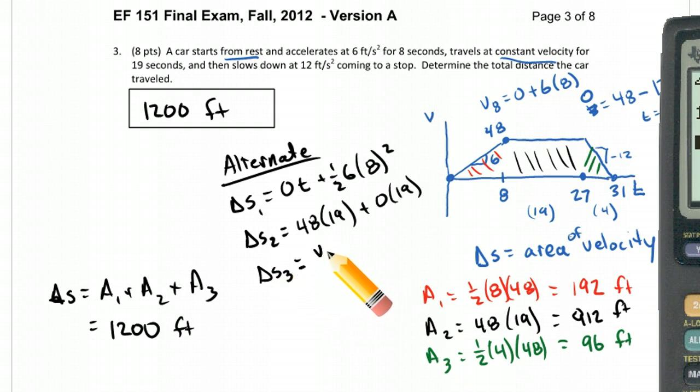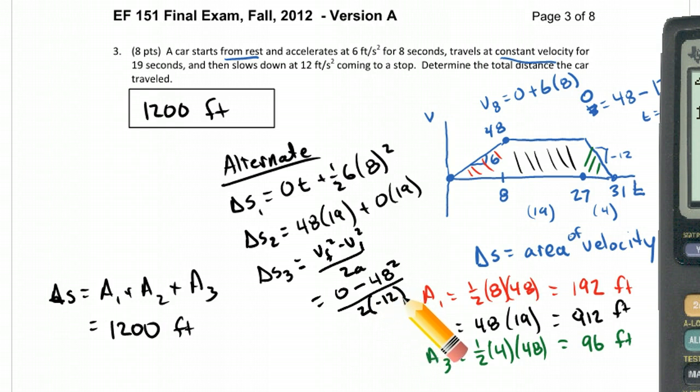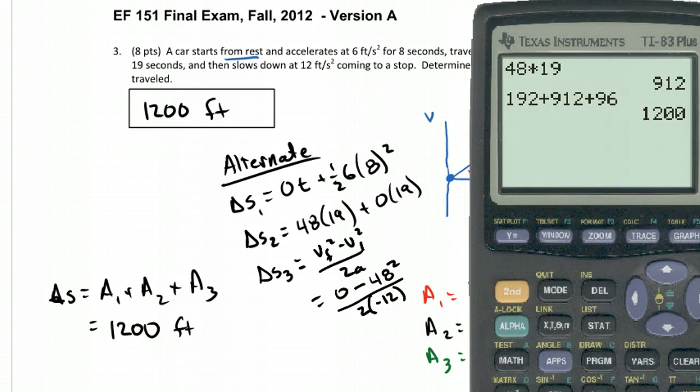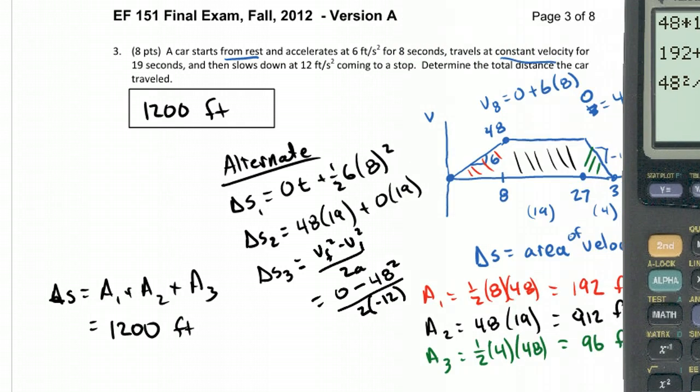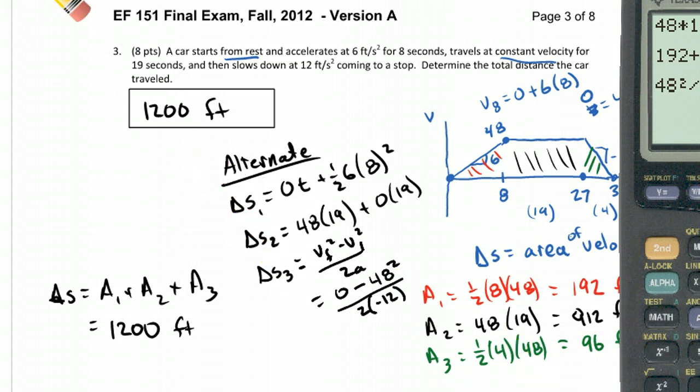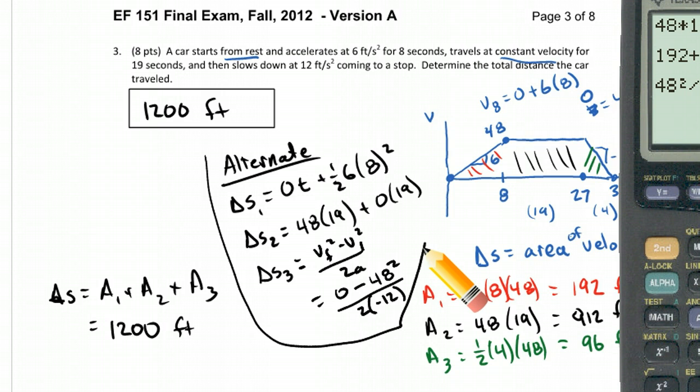Okay, we also have one as v final squared minus v initial squared over 2a. That would have been appropriate here since we had our acceleration. 0 minus 48 squared over 2 times minus 12. Okay, so 48 squared over 24 is 96, same thing. So this is an alternate way of doing it. Again, I think the graph laying things out visually is a little bit easier.